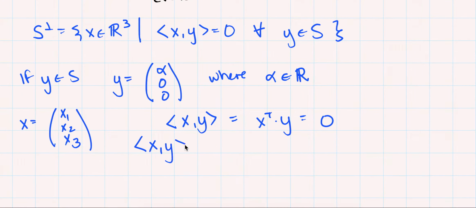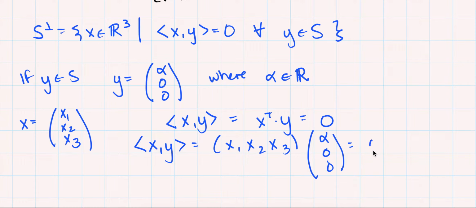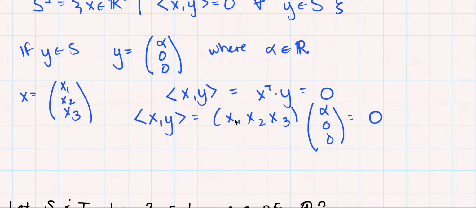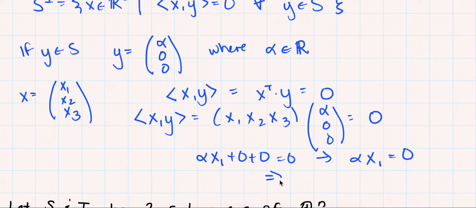So the inner product of x with y is x transposed times y, which is (alpha, 0, 0). We want that to be 0. And if you do the dot product, you just get alpha times x1 plus 0 is 0, or alpha times x1 is 0. And this is supposed to hold for any linear combination you can come up with. Alpha could be 0, but alpha could also be anything else, so it could be 5, 10. So this needs to hold every single time. So for this to hold, x1 has to be 0.